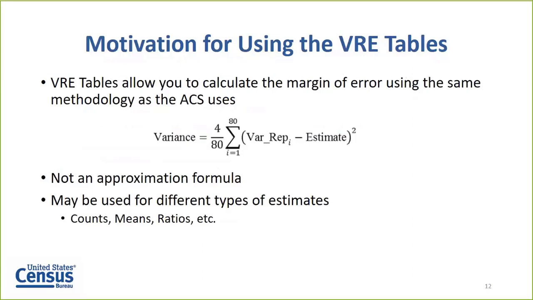The Variance Replicate Estimates tables allow you to calculate the margin of error using the same methodology that is used to calculate the margin of error seen in ACS Detailed Tables. It's not an approximation formula. In addition, the same formula may be used for many different types of estimates, which makes it a very versatile formula to use. The formula for calculating the variance is shown in the middle of this slide. After you calculate the variance, you can use it to calculate the margin of error, and we will see how to do this in the worked example later on. The variance formula may look complicated, but we will break it down into individual steps, and it is not as difficult to calculate as it may first appear.